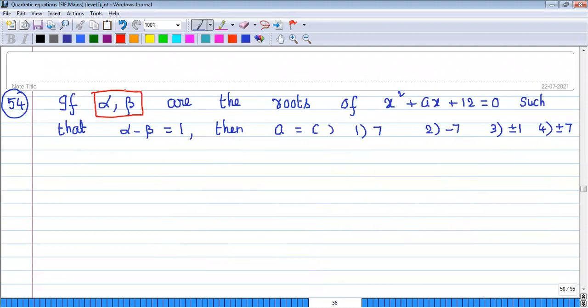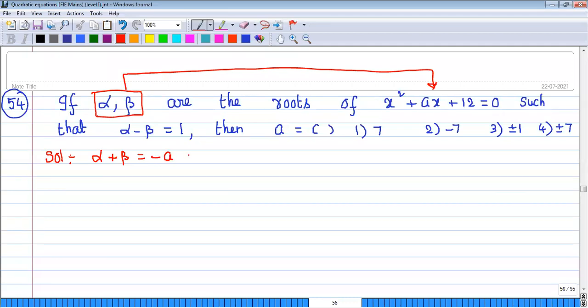Alpha, beta are the roots of this equation. So we can write alpha plus beta is equal to minus coefficient of x by coefficient of x square, that is minus a, obviously. Alpha beta is equal to the product of the roots, that is constant term by coefficient of x square, we get 12. And given here alpha minus beta equals to 1. So, a basic fact we know. What is the basic fact?